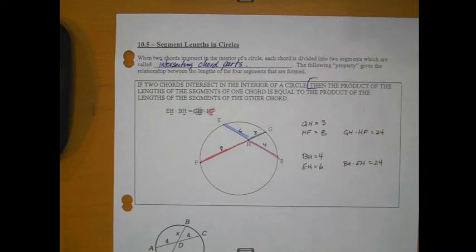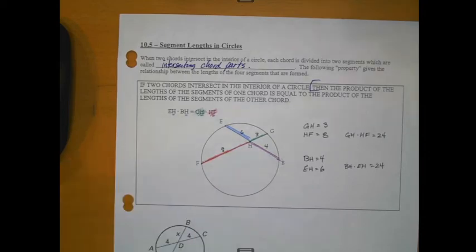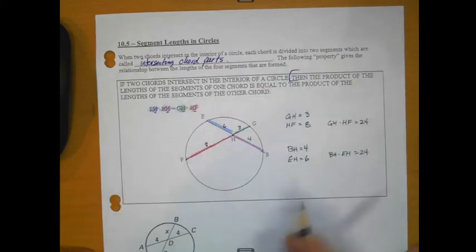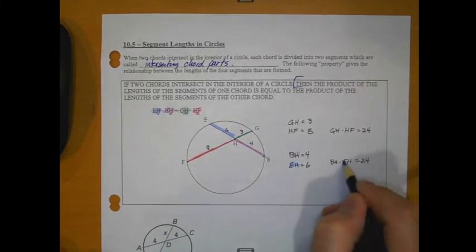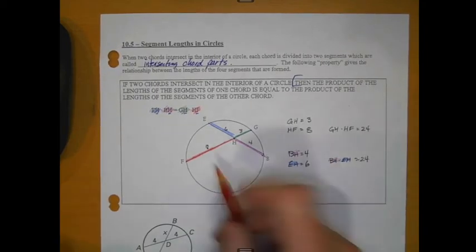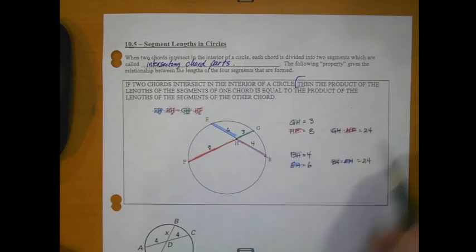I'm kidding. So BH, B to H, this segment, the purple one, so purple times blue, I didn't color code, purple times blue is going to be the same. So EH times BH is going to equal 24. And then FH, which is 8, and GH, which is 3, is going to multiply together to give you 24. So pretty much that's the lesson for today.